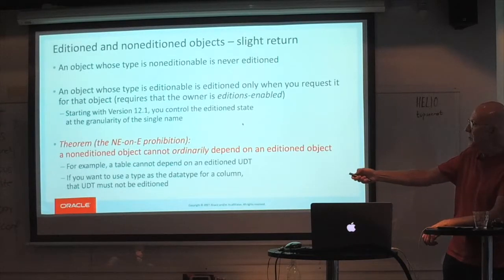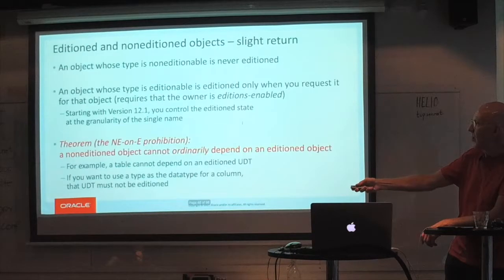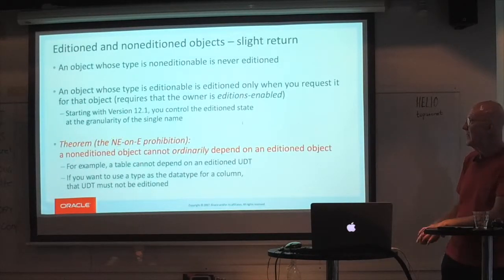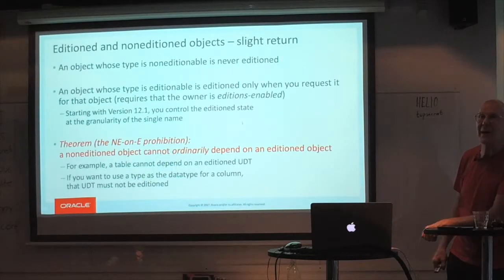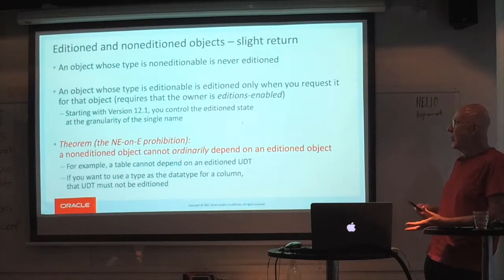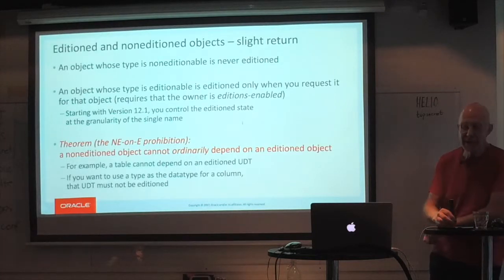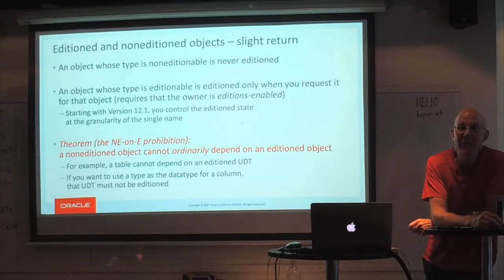And I'm just going to unashamedly call the red guy a theorem, as you see. And it says, if I don't pronounce the word "ordinarily", which is in italics, I'll come back to that later, it says a non-editioned object cannot depend on an editioned object. Why do I say that as a theorem? It's because of the axiomatic definition of name resolution among editioned objects.